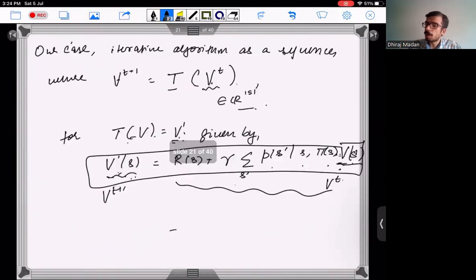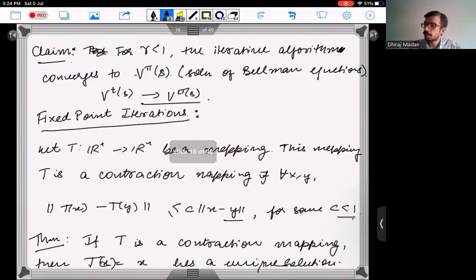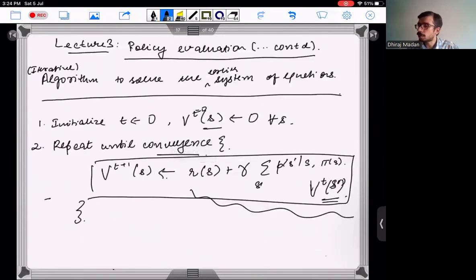And just to recap, in order to show the existence and uniqueness of solutions, we had defined an iterative algorithm, wherein we initialize all the values to, let's say, 0. We could also initialize them to any arbitrary value, and then we perform the following iterates, wherein at every step we assign the new value function for a given state as R of s plus gamma times the sum over S prime of P of S prime given S and pi of S, times the value function corresponding to the state S prime. This step is repeated until convergence.